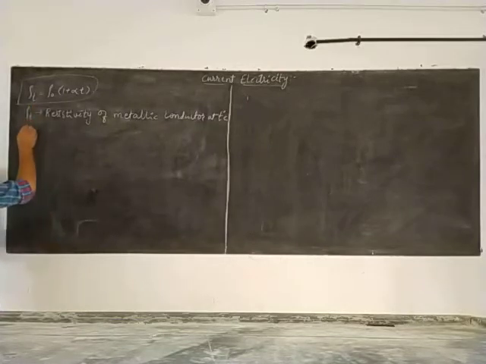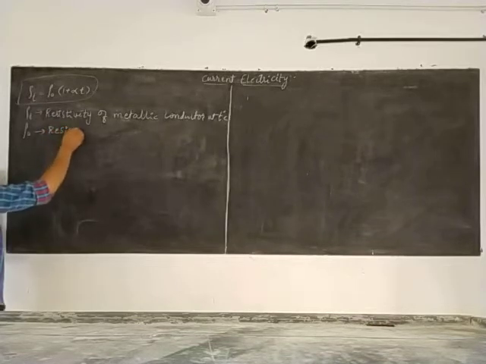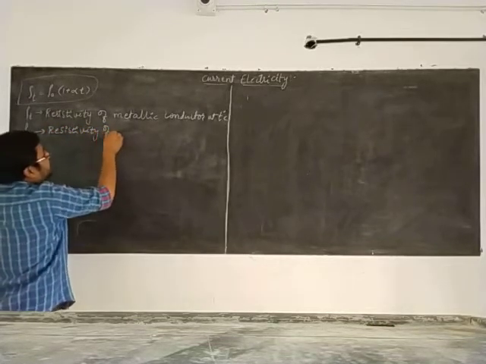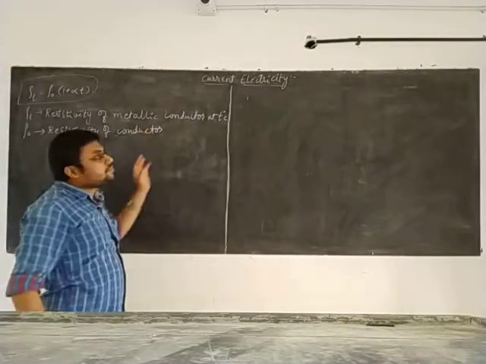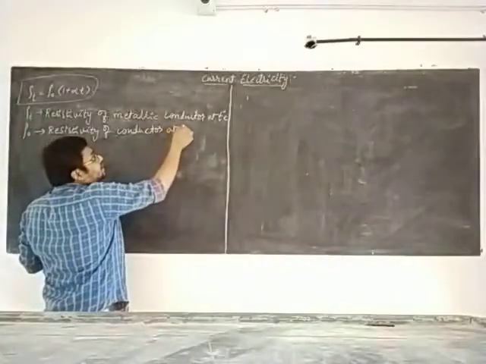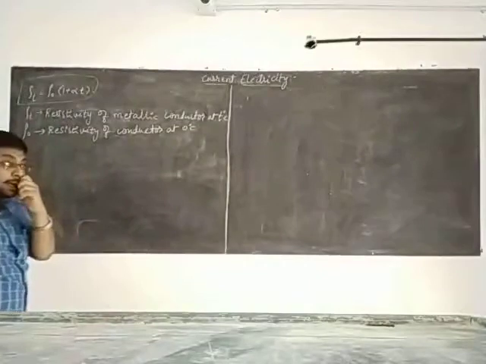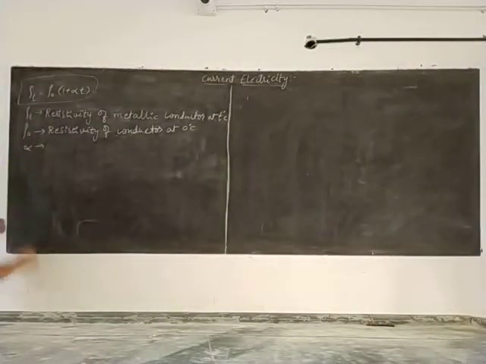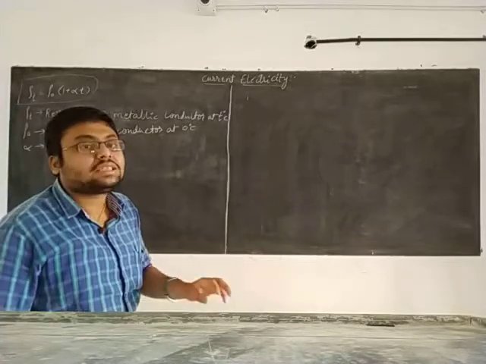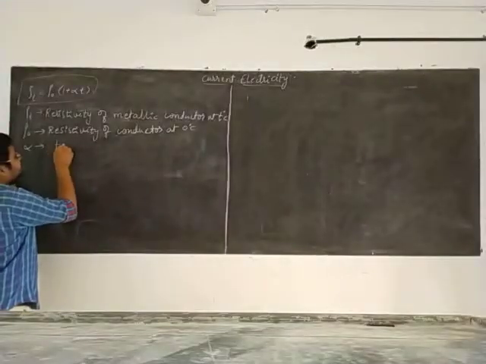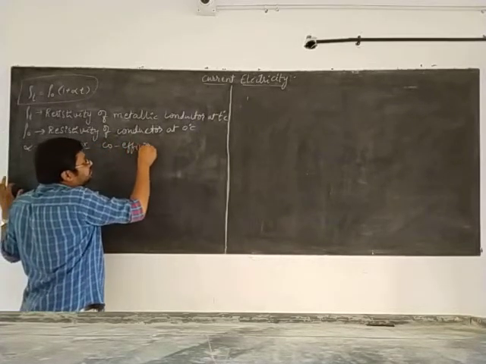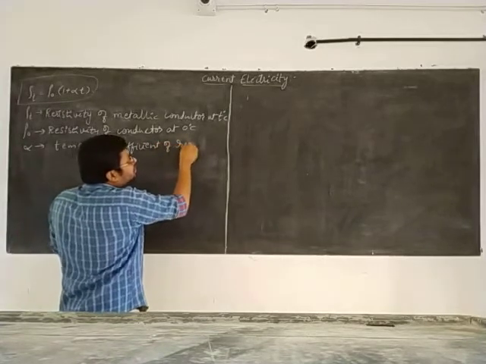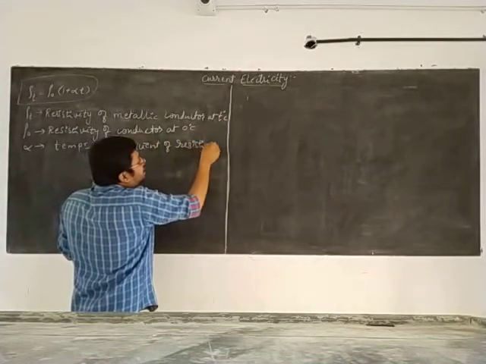And rho naught is the resistivity of the conductor at 0 degree Celsius. And alpha is the temperature coefficient of resistivity.